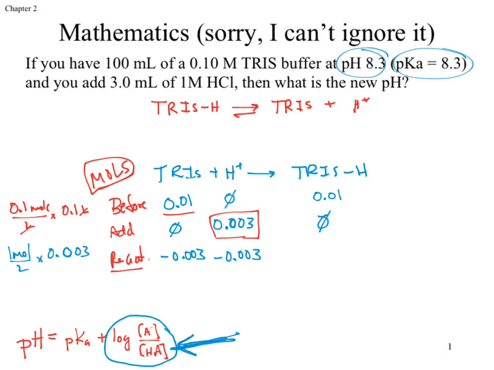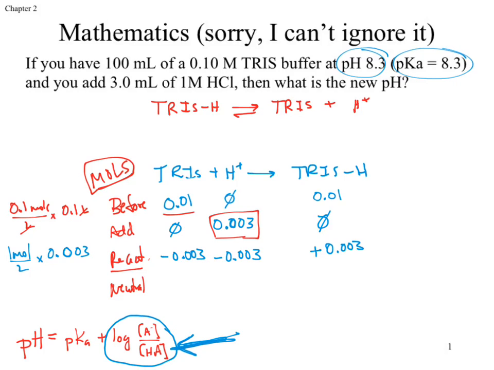Anything happen to the product side? You add it. We're going to have to add it to the product side. Why do we have to add it? What happens to the Tris when we get rid of it? It has to become something. It's going to become the Tris H. We can then look at the next step, which would be our neutralization.